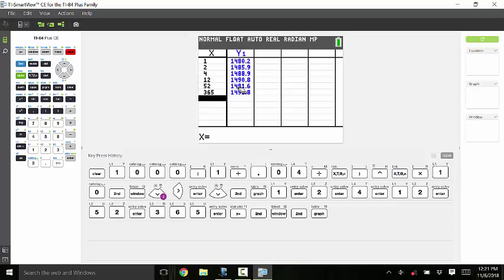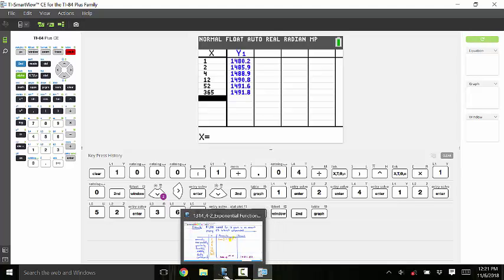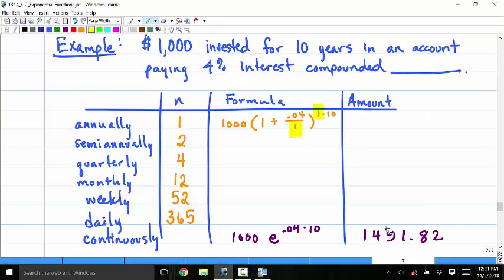If I only compound it one time a year, I get $1,480. If I compound it continuously, how much did I get? $1,491. So from 80 to 91, is that really all that much money? It's not that much money when you're only talking about a $1,000 investment. What if you're talking about a $1 million investment, or you're a bank and you have to pay out that interest to people, and you're paying out money on $1 billion? Do you want to compound it annually if you're having to pay out, or are you going to want to compound continuously?